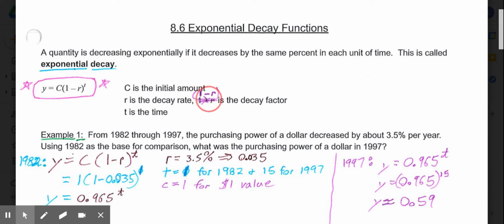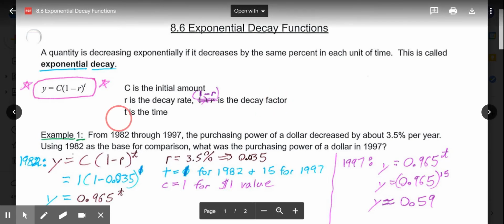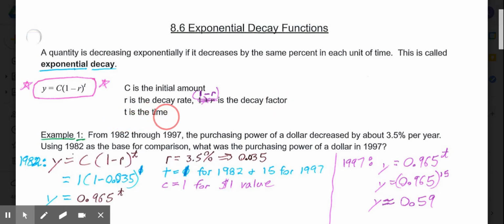And this is a typo here, it should not say 1 plus r, it should say 1 minus r. So 1 minus r is the decay factor. r itself is the decay rate, 1 minus r is the decay factor. And t again is the time unit, or whatever measurement of time we're dealing with.